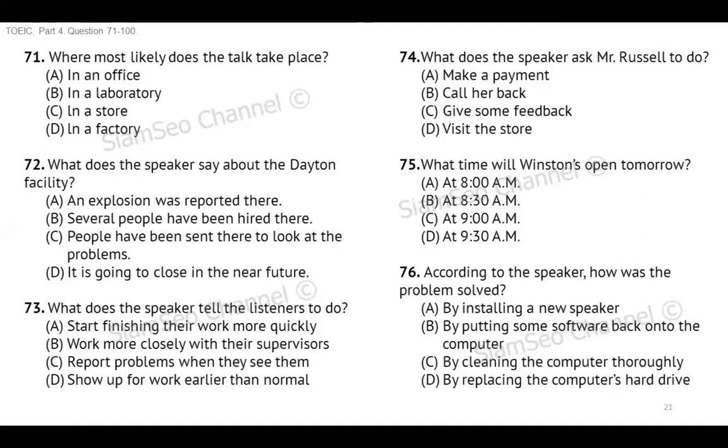I would, however, like to thank all of you who reported the problems to me. Your observations may have helped us avoid a catastrophe, and that's something I'd like to remind everyone to do. When you see something wrong, let a supervisor know immediately. That's how we can prevent small issues from transforming into major problems. Number 71. Where most likely does the talk take place? Number 72. What does the speaker say about the Dayton facility? Number 73. What does the speaker tell the listeners to do?